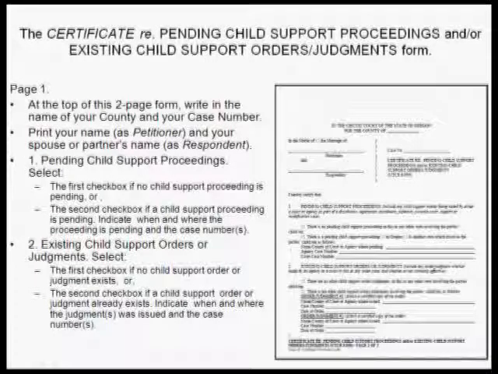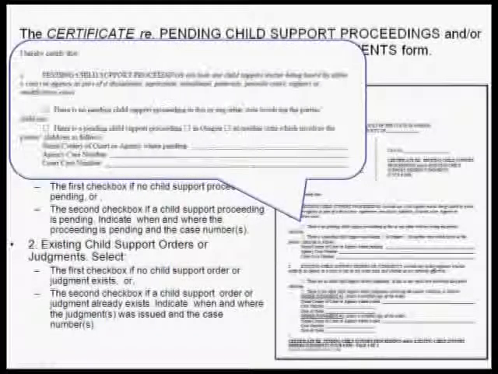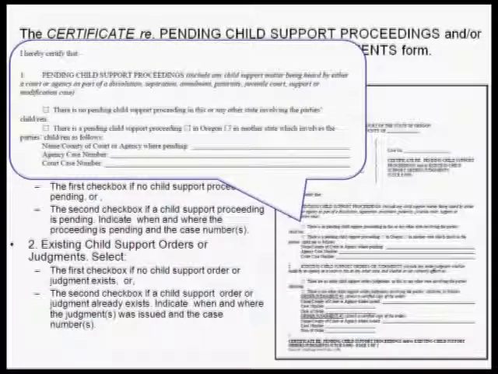1. Pending Child Support Proceedings. Select the first checkbox if there is no child support proceeding pending, or the second checkbox if a child support proceeding is pending. Indicate when and where the proceeding is pending and the case numbers.